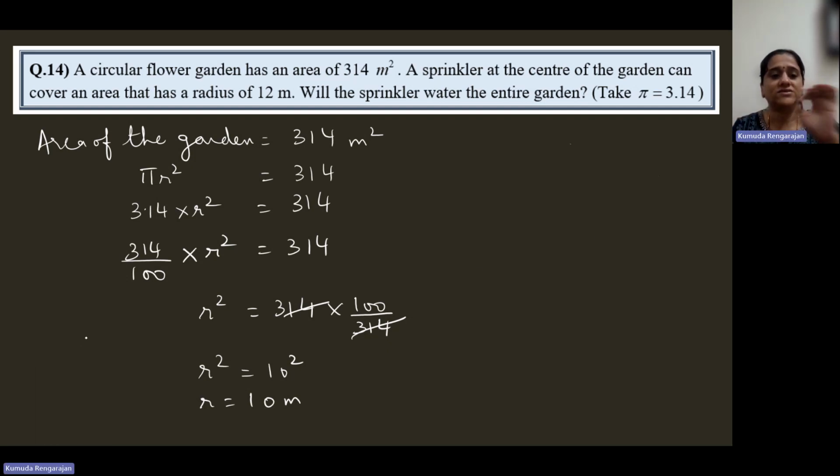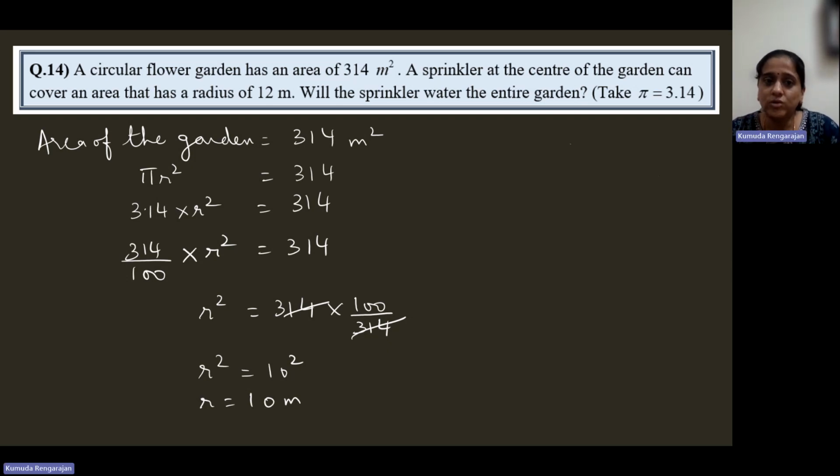I'll read the question again. A circular flower garden has an area of 314 meters square. So the area of the garden is given to us. So pi r square is equal to 314, and from that we can find r. Now, a sprinkler at the center of the garden can cover an area that has a radius of 12 meters. How much area the sprinkler will cover is not given, but the radius is 12 meters. The sprinkler can water up to a radius of 12 meters. Will the sprinkler water the entire garden? Here the radius is 10, and there the radius is 12. Why should you find the area that can be covered? What you can do is find the areas and compare them. That's another way of doing it.